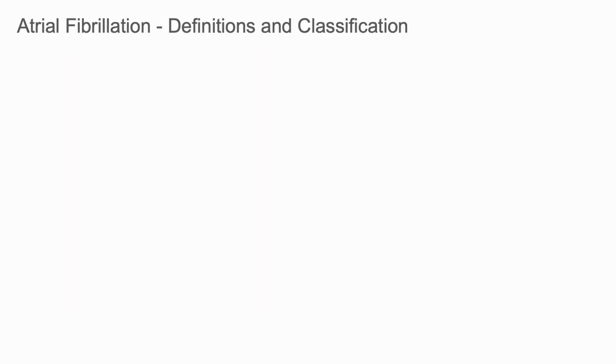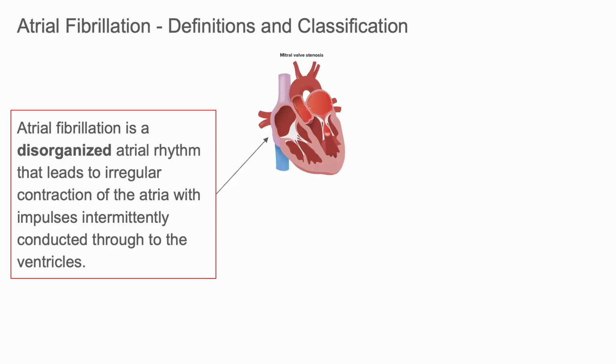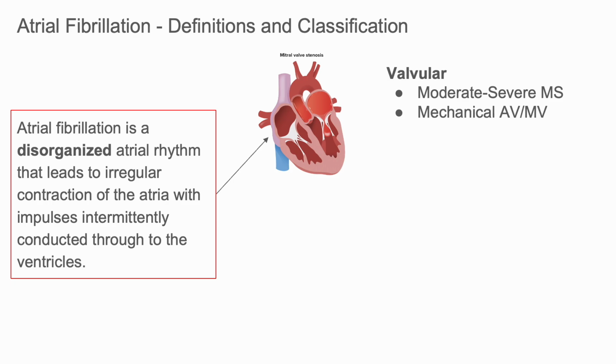So going into some quick definitions and classifications of Afib, atrial fibrillation is a disorganized atrial rhythm that leads to irregular contraction of the atria with the impulses intermittently conducted through to the ventricles. One important means of classifying Afib is categorizing into valvular versus non-valvular. For valvular, which we see less often, this is characterized by moderate to severe MS or a mechanical prosthetic valve being present. It has a high risk of stroke, and these patients should be anticoagulated with warfarin.